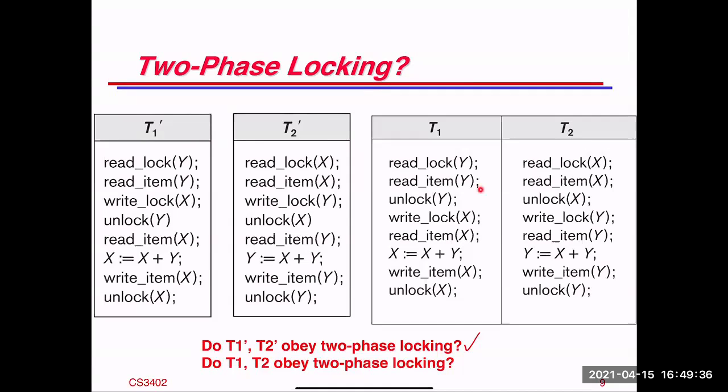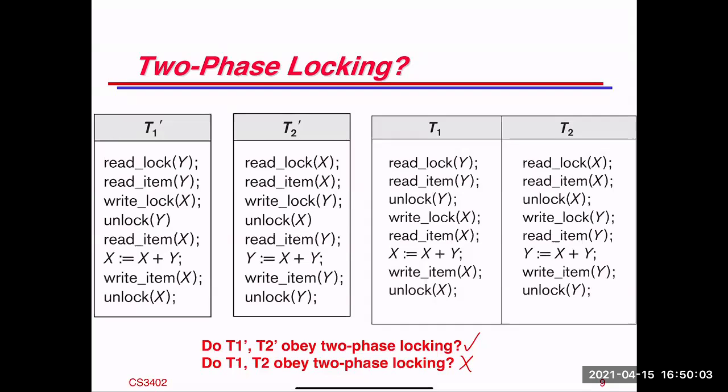Now for T1 and T2 on the other hand, we're acquiring a lock on Y, then later on we're unlocking Y, and then we're acquiring a write lock on X. I can't do that because once I start unlocking, I can only keep unlocking. So this does not satisfy the two-phase locking rule.